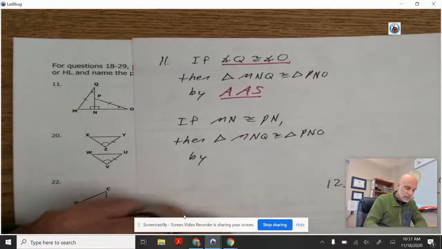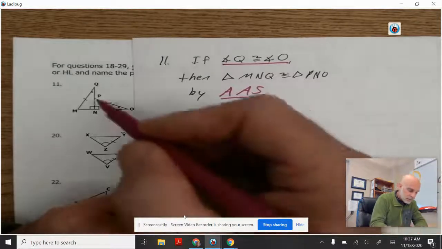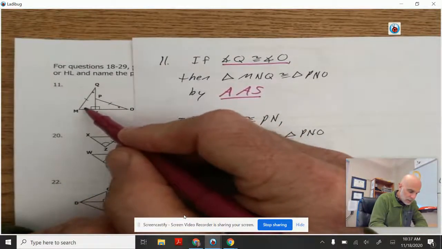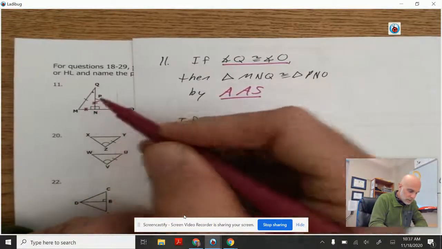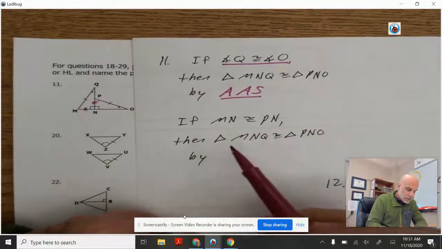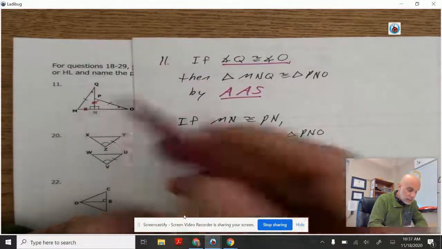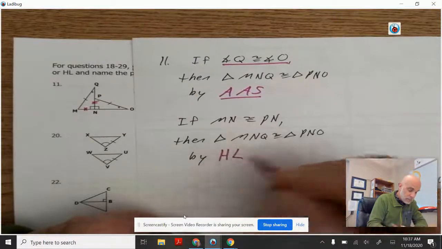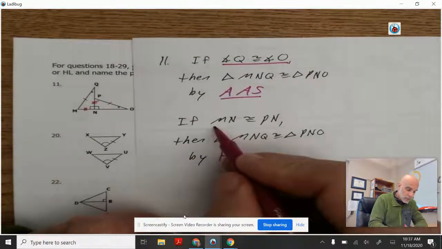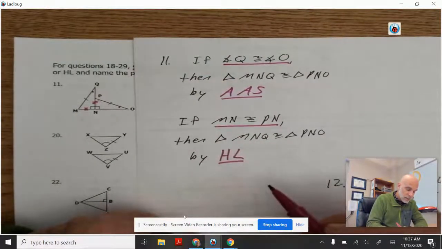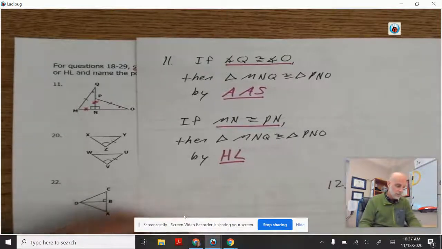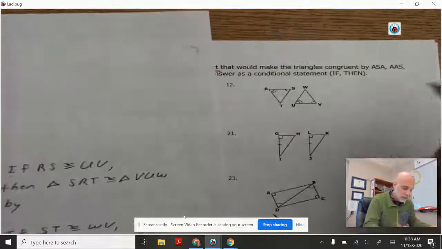Somebody may have seen this. If MN, this short segment right here, is congruent to PN, then those two triangles would be congruent by HL. That one would work. If this is happening, then this is happening. That's how you have to do these. There are different possibilities.